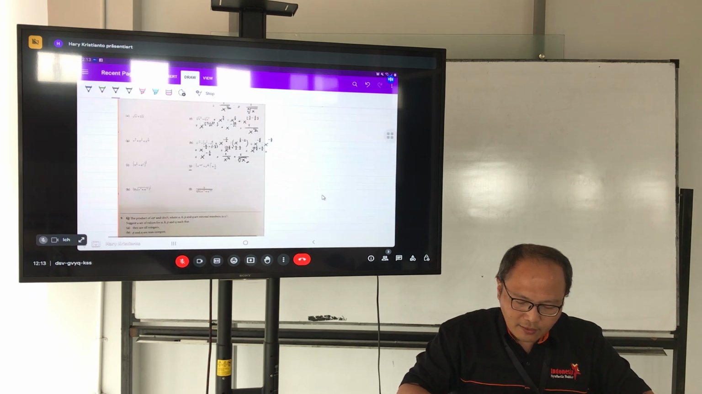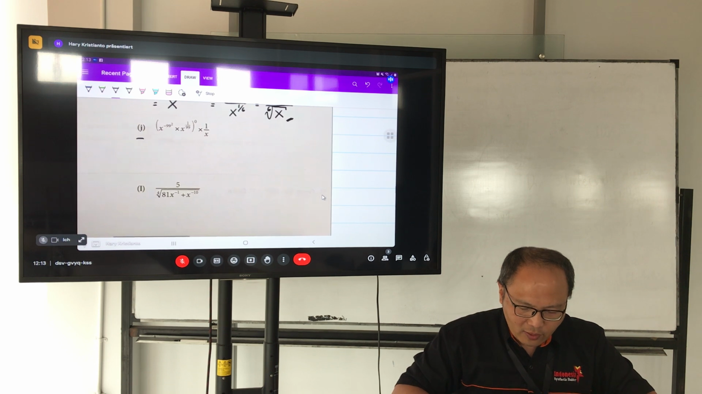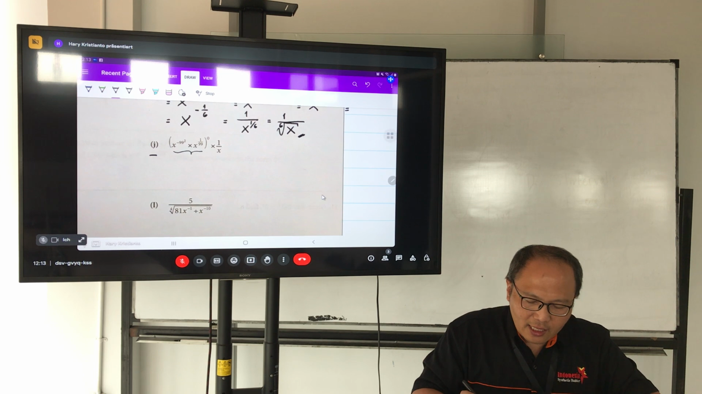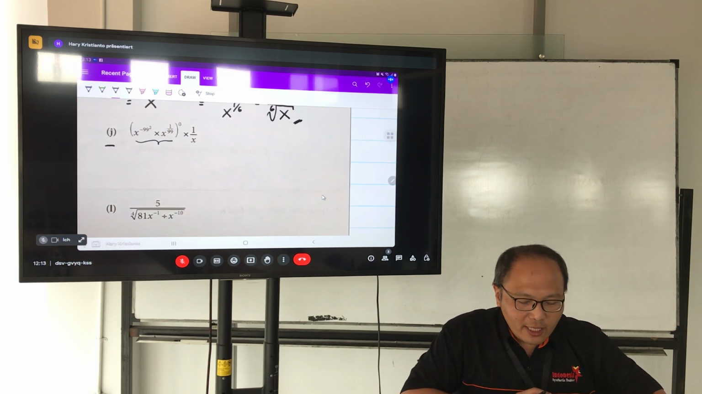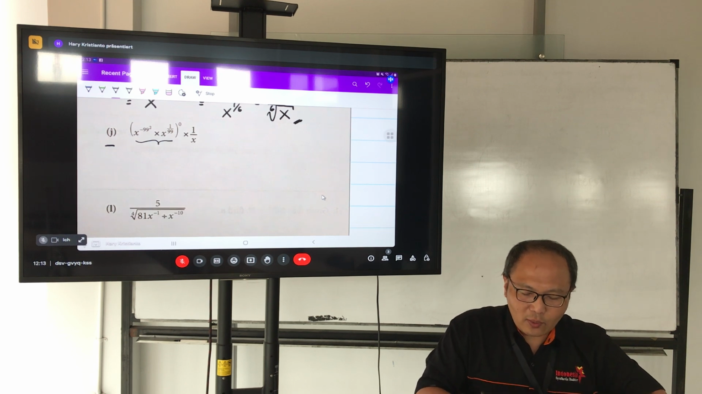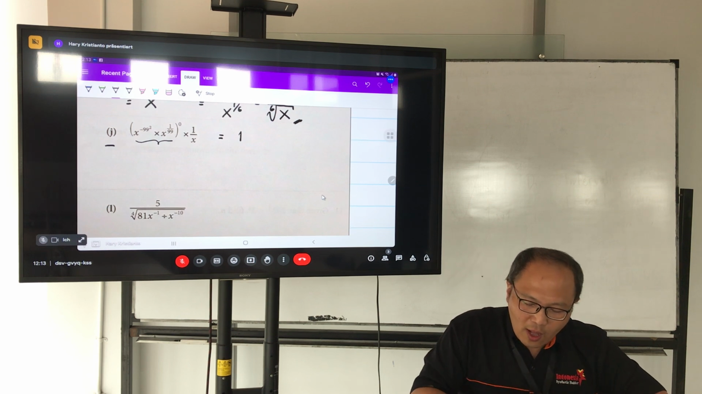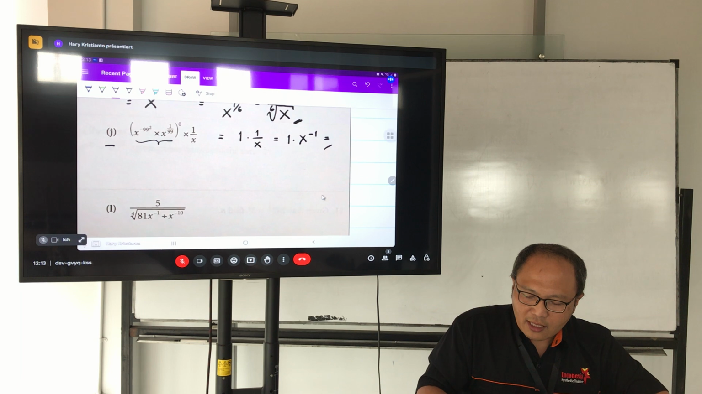Okay, let's do it now. Everything that is raised to power 0, no matter what is inside, doesn't matter. Everything raised to power 0 will always be equal to 1. So 1 times 1 over x, meaning you have 1 times x to the power of negative 1. That's all.